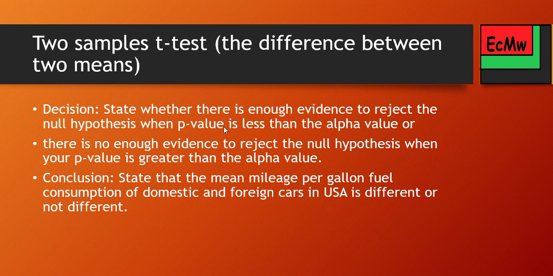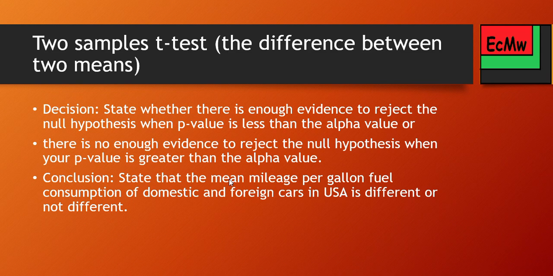If we find the p-value less than 0.05, we reject the null hypothesis and conclude that the mean per gallon fuel consumption for cars made in USA and outside USA is not the same, because we have rejected the null hypothesis. But if we find the p-value greater than 0.05, it means we have failed to reject the null hypothesis. So we shall conclude that the mean mileage per gallon fuel consumption is not different.